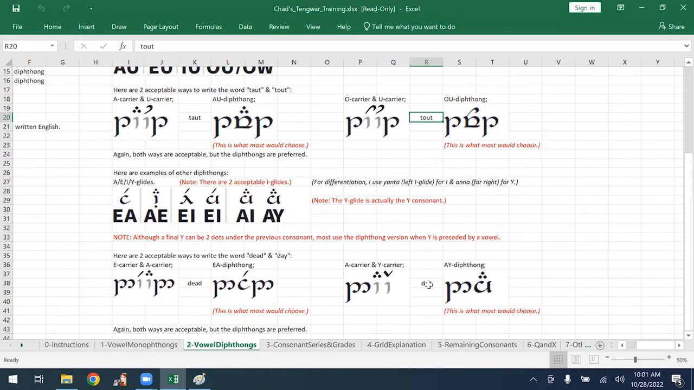Same thing over here. You got day, D, A carrier, Y carrier. And then right here, you've got D, AY diphthong. That's what you'll see this written a lot. You'll see SUN, DAY, that type of stuff. So again, both of them are acceptable. None of them are wrong.